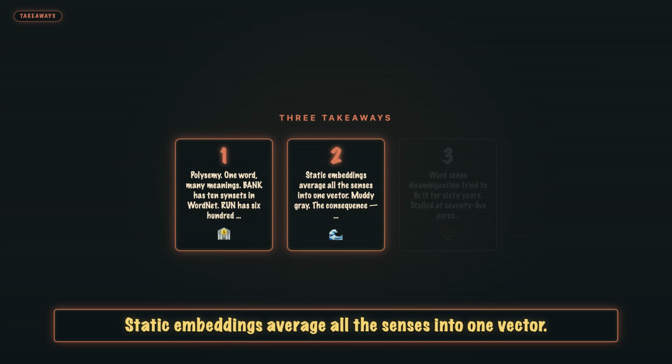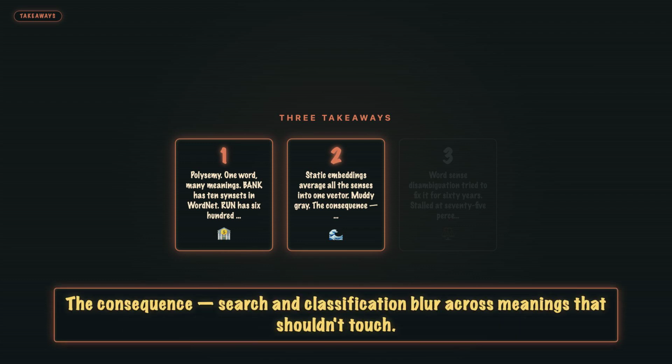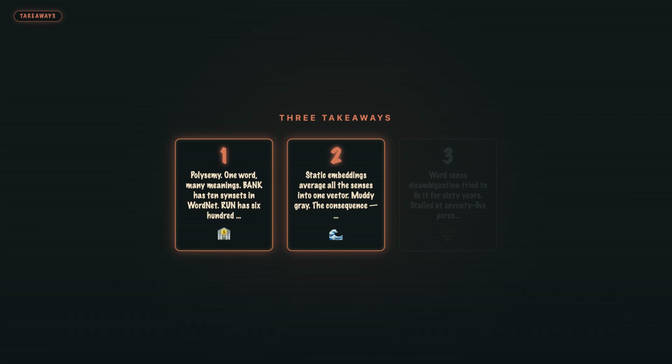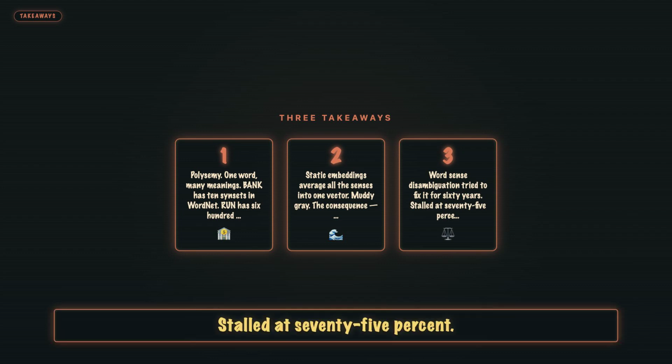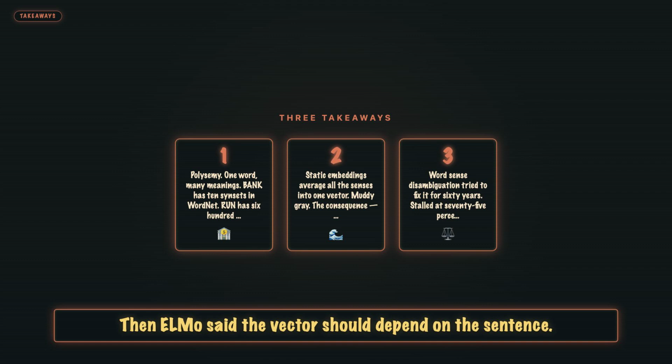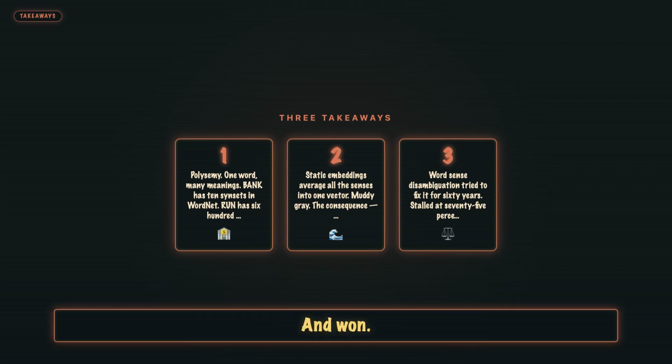2. Static embeddings average all the senses into one vector, muddy gray. The consequence, search and classification blur across meanings that shouldn't touch. 3. Word sense disambiguation tried to fix it for 60 years, stalled at 75%. Then ELMo said the vector should depend on the sentence. And that's 1. Next video. Quiz 1.